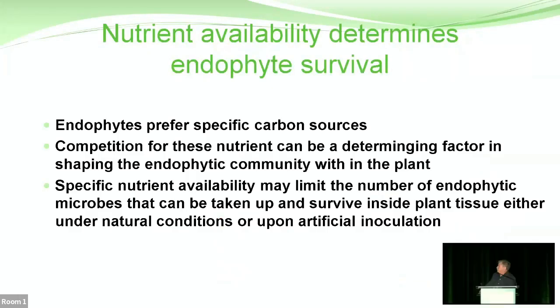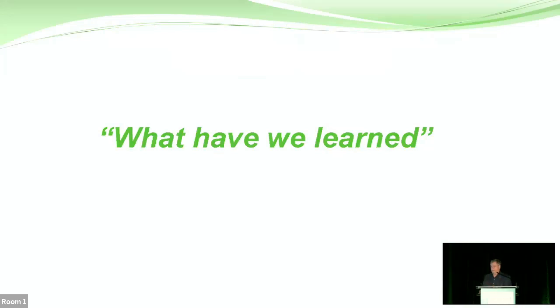So nutrient availability determines endophytic survival. Endophytes are very specific to the carbon source they want, or the nutrients that the plant gives off to support them. Competition for those nutrients can be a very determining factor in how this whole community is shaped. So again, understanding that balance allows a producer to really work on improving his soil health through cultural practices he can actually do. And then specific nutrient availability may limit the number of endophytic microbes that can be taken up and survive inside the plant tissue. So there's a bunch of things that we can do, and it gets down to, what have we learned from all this, and how can we help build a healthy soil?